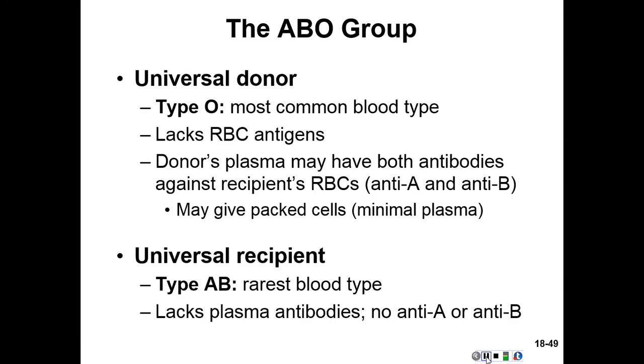Alright, so in our AB group and type O, the most common type, donor plasma has both antibodies against recipient RBCs, anti-A and anti-B. So they may give packed blood cells. AB is the universal recipient; they lack the antibodies so they can receive. Alright, so O can donate to all, but AB can receive from all.